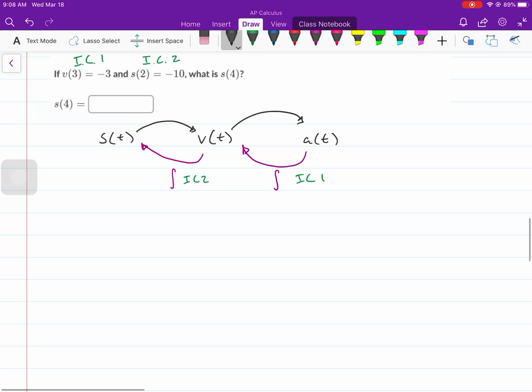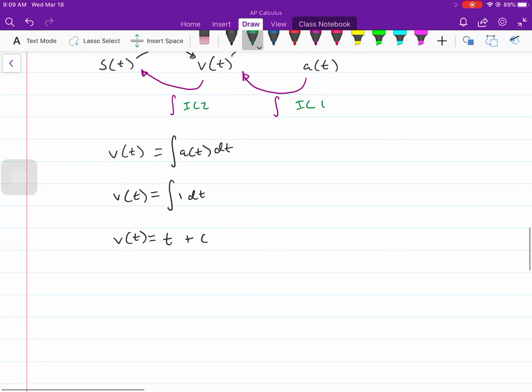So we're starting with the acceleration function. To get our velocity, we're going to do the antiderivative of acceleration, which is just 1. The function 1, kind of interesting. So that antiderivative is t plus c. So that's what our velocity function is. Now this is where we're going to stop and use our initial condition 1.